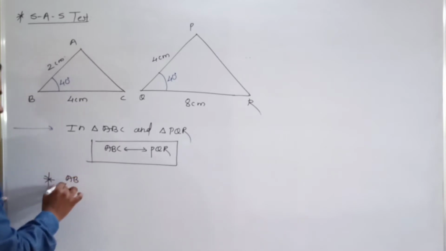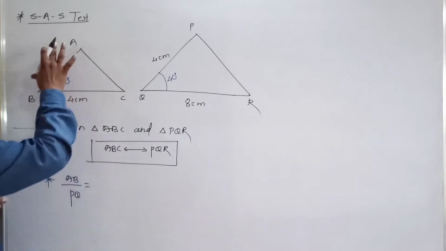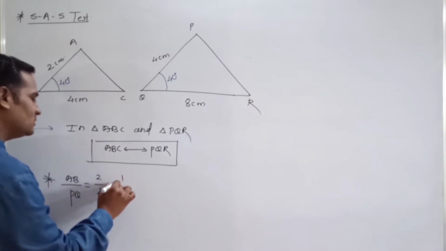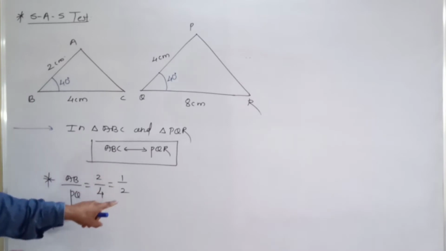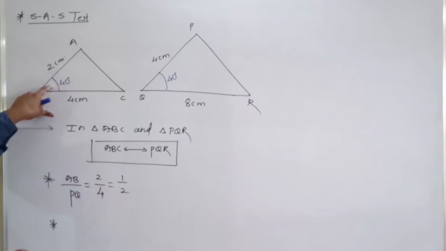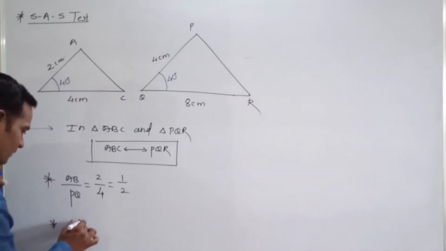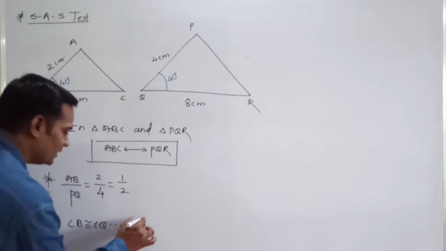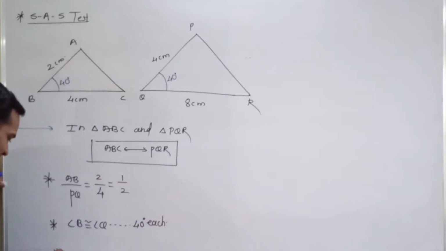AB upon PQ is equal to 2 upon 4. 2 ones are 2, 2 twos are 4. So the first ratio AB upon PQ is 1 upon 2, and look at this angle B, it is 40 degrees. Therefore angle B is congruent to angle Q, 40 degrees each.